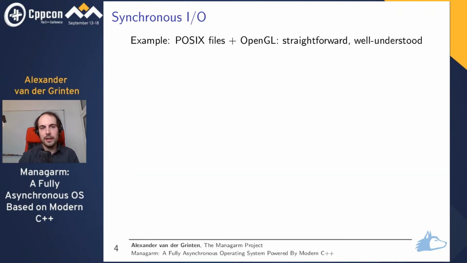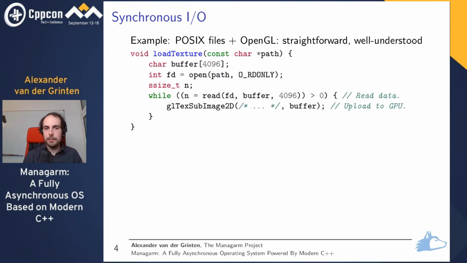Good. So now let's get to the first point. Why does asynchronicity matter? To understand that, I'm going to make an example of synchronous I/O. We look at POSIX files, which is well-known technology, and OpenGL. I just picked this example because many probably know these technologies, or at least have heard of them. They are straightforward, they are well understood. For example, if we want to upload a texture from the file system to the GPU using POSIX and OpenGL, we can do it like this.